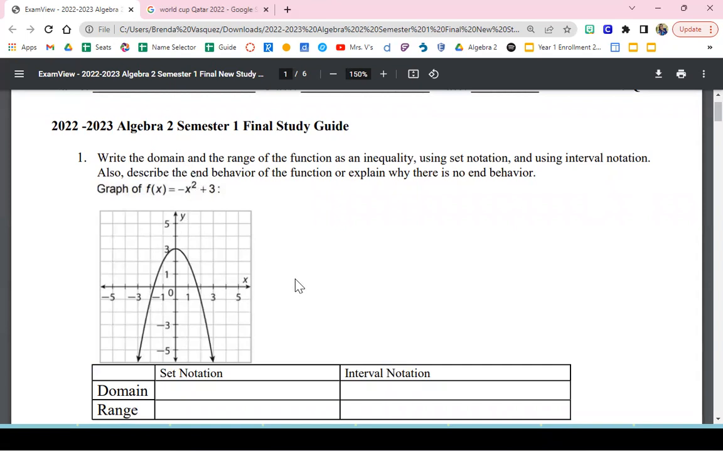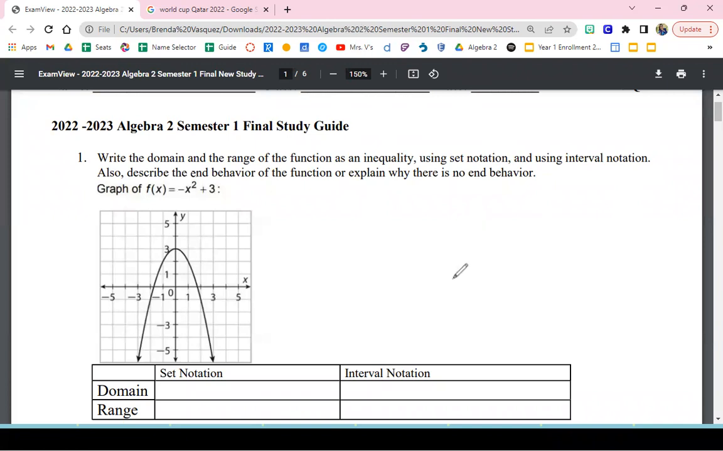Now, our question says that we need to write the domain and range. Do we know how to do that? I hope so. Of the function as an inequality, using set notation, and then using interval notation. So we're going to start first with our inequality so we can identify what the parts are. Also, we're going to describe the end behavior of the function and explain if there's no end behavior or if there is. I'll go into a little more detail just so I can refresh our memories on that.